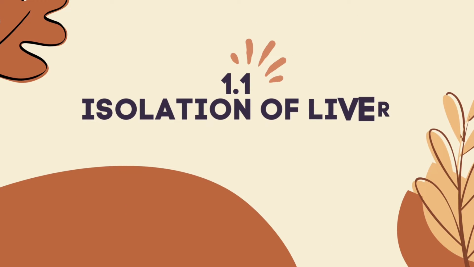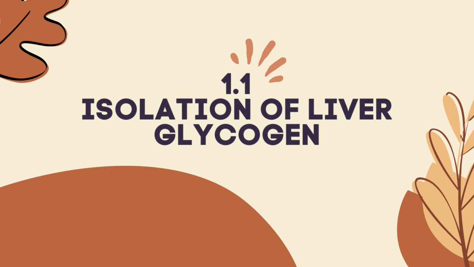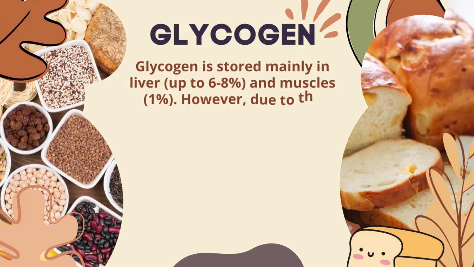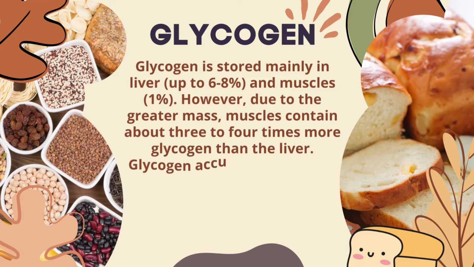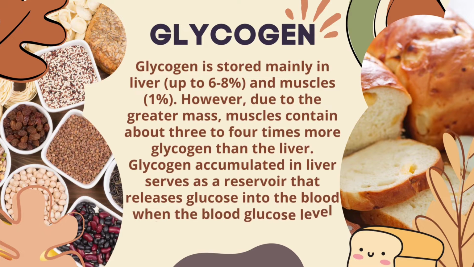Activity 1.1: Isolation of liver glycogen. Glycogen is stored mainly in liver, up to 6 to 8%, and muscles, 1%. However, due to the greater mass, muscles contain about 3 to 4 times more glycogen than the liver. Glycogen accumulated in liver serves as a reservoir that releases glucose into the blood when the blood glucose level falls below the normal one.